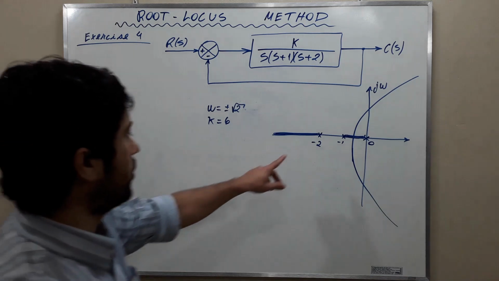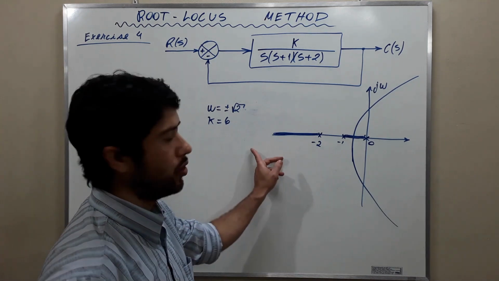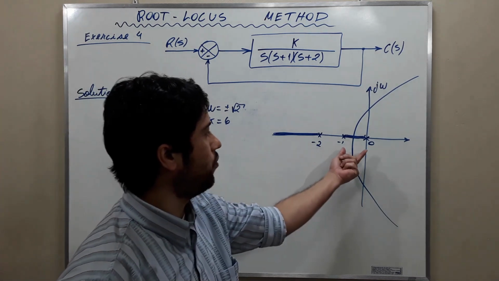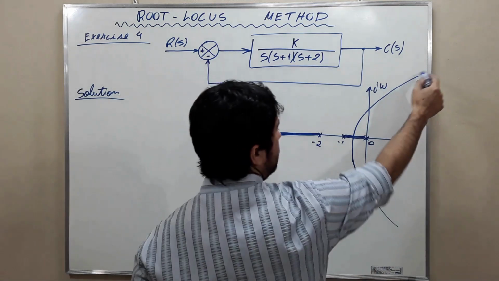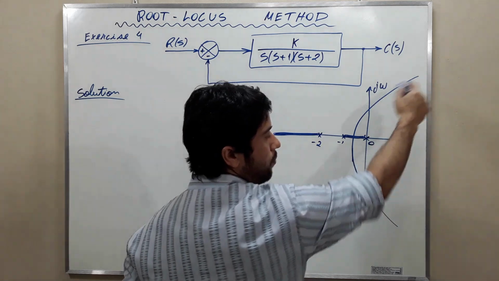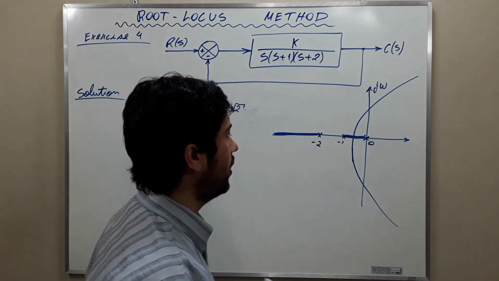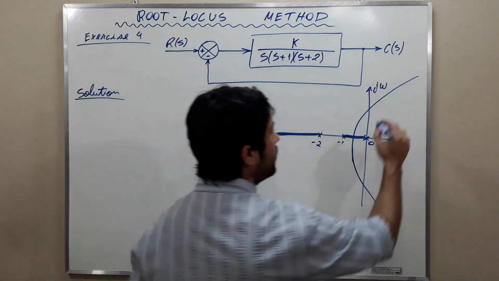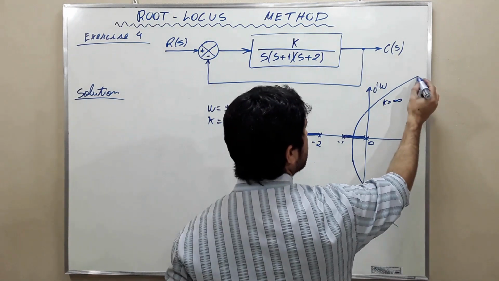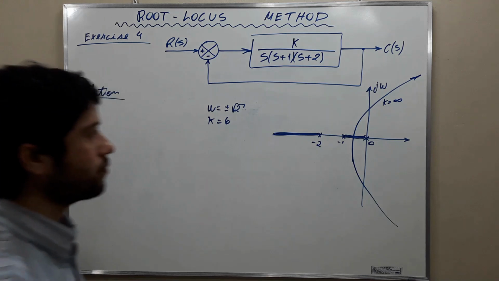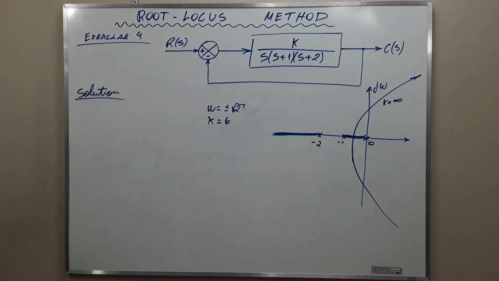We have root locus from -2 to -infinity. We have root locus here, and we have root locus in this part here. Okay? And if we increase the gain, K equal to infinity, the graph goes to that direction.